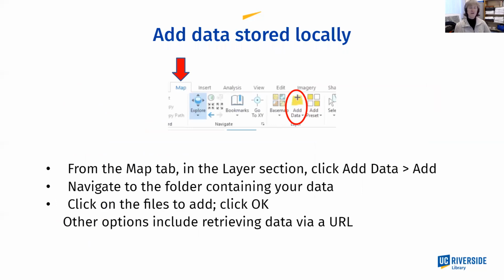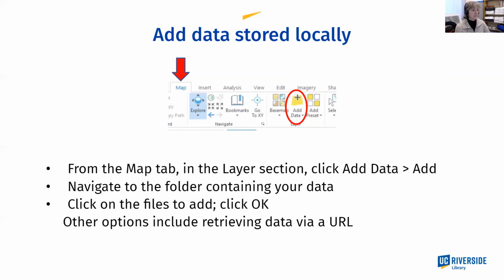So once you are into ArcGIS Pro, you probably want to add some data because, you know, that's what it's all about, right? So there's a few different ways to go about it depending on what kind of data you have. If you have data stored locally, what you want to do is navigate to the Map tab, and in the Layer section, you'll see an icon for Add Data. And if you click that drop down, the very first choice is just plain old Add, and that's what you would want to use there. You'll see a window that will allow you to navigate to the folder that contains the data that you want to add. Just click on the files that you want and click OK.